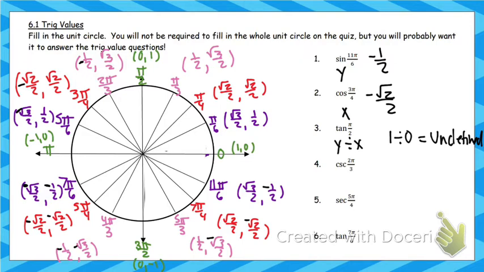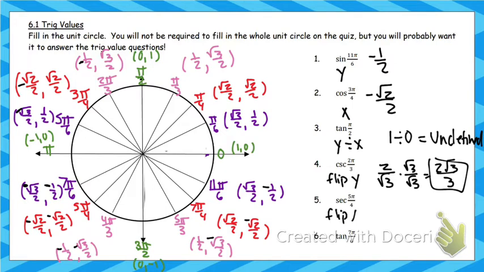Cosecant of 2 pi over 3. Cosecant is the reciprocal of sine, so we flip the y coordinate. So 2 pi over 3, flip the y. So 2 over root 3, then we rationalize, and you get your answer. Secant of 5 pi over 4. Secant is the reciprocal of cosine, so we flip the x. 5 pi over 4, so flip your x. 2 over root 2, and it was negative, so it stays negative. So rationalize, multiply by root 2 top and bottom. Those 2's will cancel out. So you end up with negative root 2.